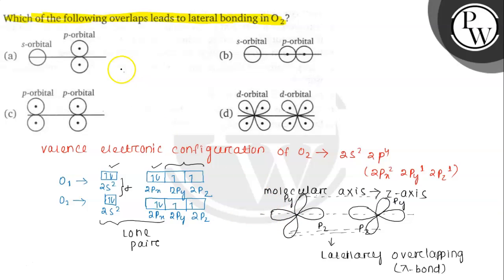So if you see the options, here there is no overlapping, here is a sigma bond, this is lateral overlapping, and there is no vacant d orbital in the case of oxygen. So this is also incorrect. According to the question, the correct answer is option C. Lateral overlapping happens between two p orbitals. So option C is the correct answer.